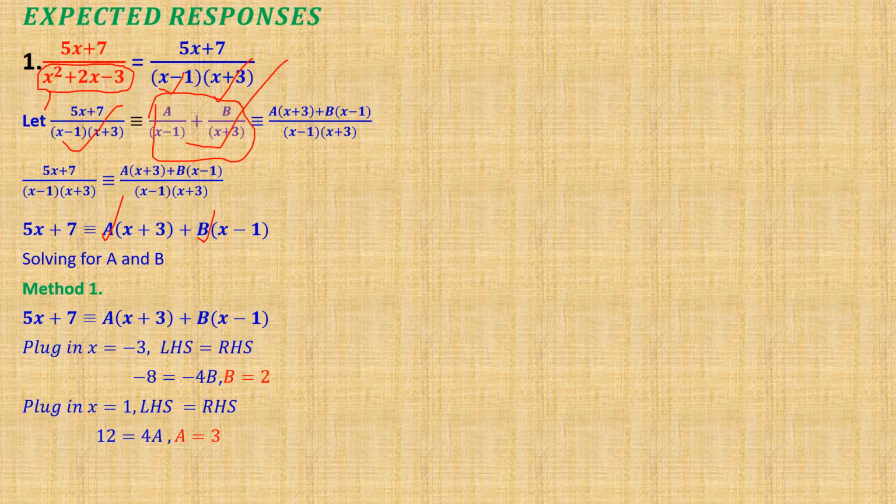Now that I have A and B, I can get back to my split fraction and substitute, and that will give me the partial fractions of the single fraction at hand. Therefore, the single fraction will be equal to 3 over x minus 1 plus 2 over x plus 3. If you want to confirm, you can take this back to its single fraction by looking at the LCM, as shown in the first, second, or third slide of this presentation. Or you can pick any value of x, for example x equal to 1.